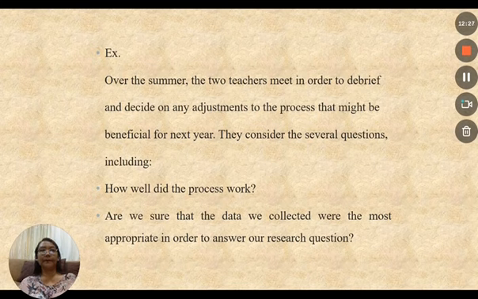Example: over the summer, the two teachers meet in order to debrief and decide on any adjustments to the process that might be beneficial for next year. They consider several questions including: how will the process work? Are we sure that the data we collected were the most appropriate in order to answer our research question?